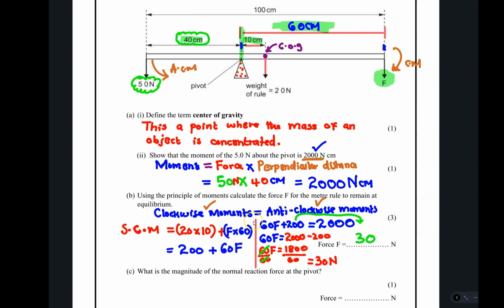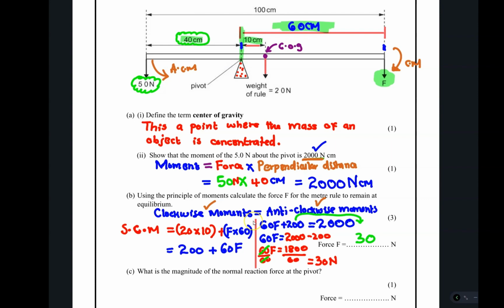Another question that is usually asked is what's the magnitude of the normal reaction force at the pivot? And the concept that we shall use to find that is that at equilibrium, downward forces equal upward forces. We have downward forces acting on the pivot. On both sides, we have 50 Newtons, we have 20 Newtons, we have also 30 Newtons that we have obtained. So all these forces, F, 20 Newtons and 50 Newtons, are acting downward.